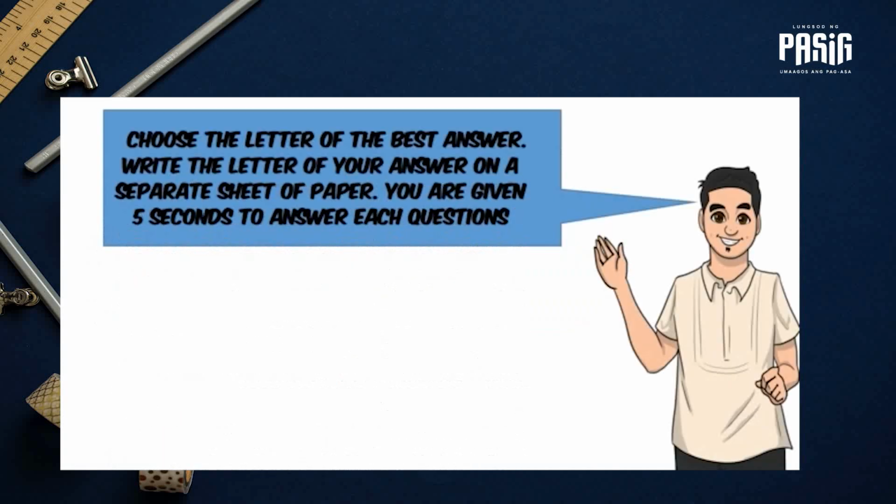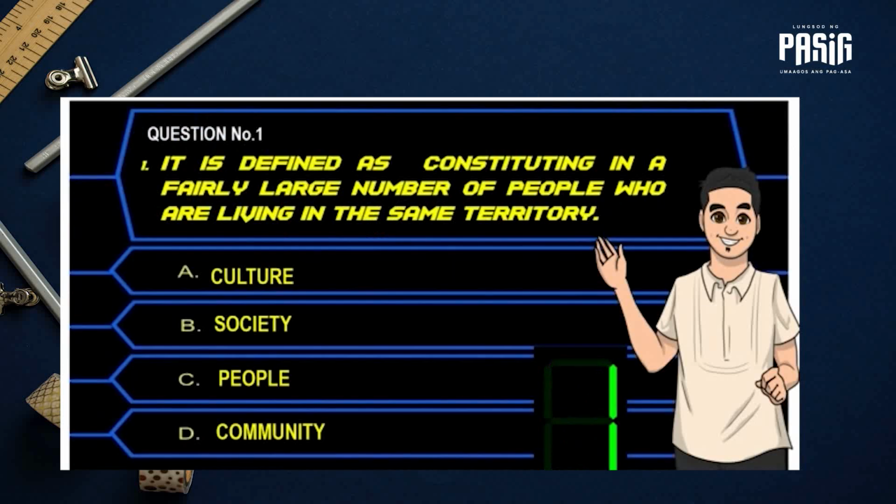Choose the letter of the best answer by writing your answer on a separate sheet of paper. Remember, you are given 5 seconds to answer each question. Question number 1. It is defined as a group constituting a fairly large number of people who are living in the same territory. The choices are A. Culture, B. Society, C. People, D. Community. The correct answer is B. Society.